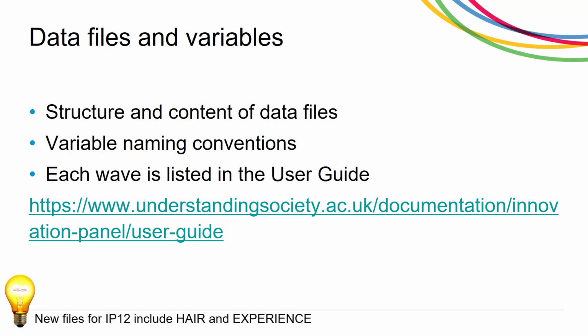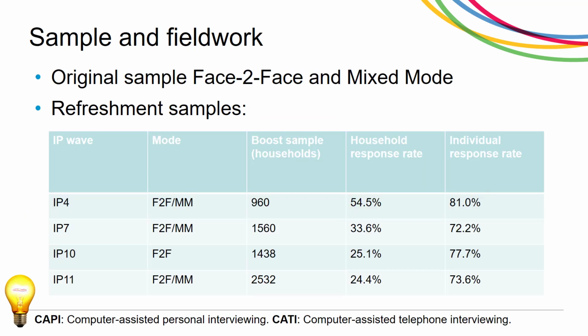New files for IP12 include hair and experience. The primary mode of data collection is face-to-face interviews, using computer-assisted personal interviewing, CAPI. Some waves have used telephone interviewing, CATI. Further waves of the IP included refreshment samples at waves 4, 7, 10 and 11.